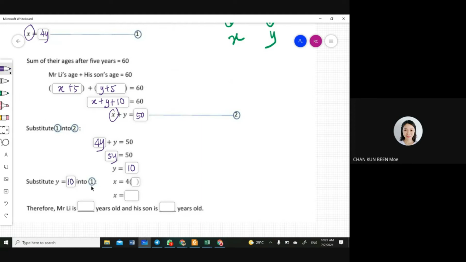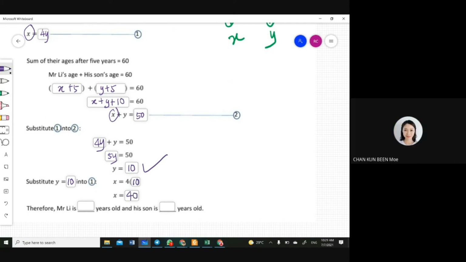Okay, y substitute into 1 because you have to get the value of x. See? That is the easiest. You already get your y. Y is found, but then you haven't got your x. So that's why we substitute into the 1 to get the value of x. So the y over here, you have to replace it with 10. See? X equal to 4y. X equal to 4 times 10, so 4 times 10, 40.